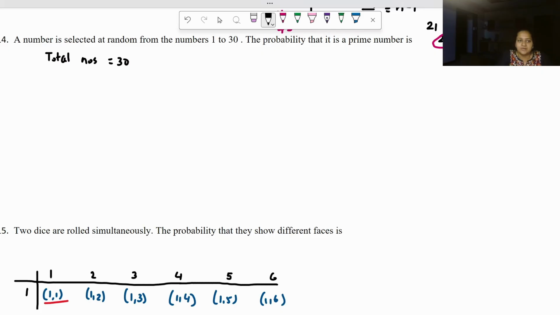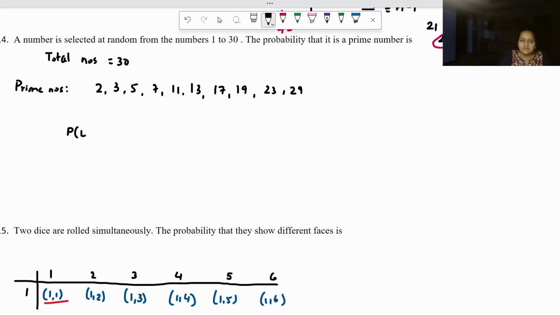Which are the prime numbers between 1 to 30? 2. Can I write 1? No, because 1 is not a prime number, nor is it a composite number. It's a unique number. We know that. 2, 3, 5, 7, 11, 13, 17, 19, 23, and 29. These are your prime numbers. So what is your probability?